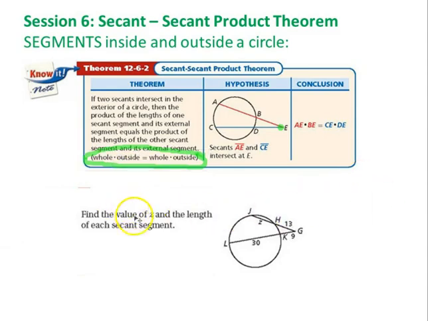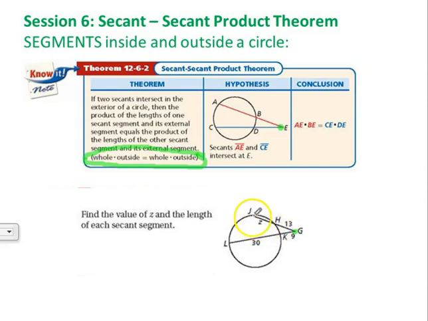So looking down at this example where we can use this theorem to solve for an unknown. Look here, we've got two secants. They intersect our circle twice, and they intersect each other outside of the circle. So that means we can use the secant product theorem. But before I get to what we're doing, let's look at what we're solving.